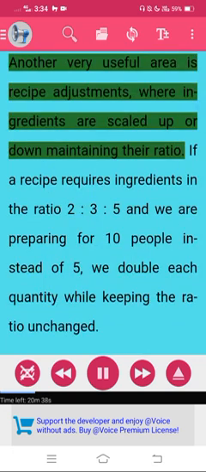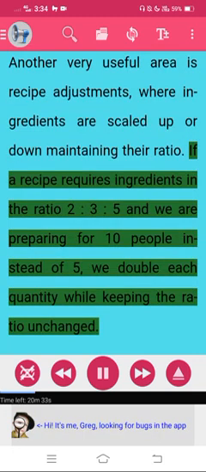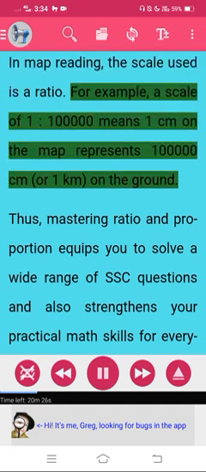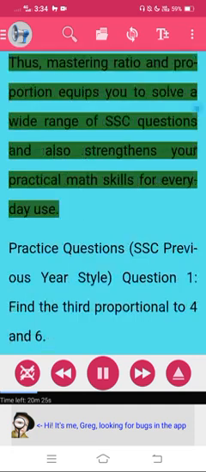Another very useful area is recipe adjustments, where ingredients are scaled up or down maintaining their ratio. If a recipe requires ingredients in the ratio 2:3:5 and we are preparing for 10 people instead of 5, we double each quantity while keeping the ratio unchanged. In map reading, the scale uses a ratio. For example, a scale of 1:100,000 means 1 centimeter on the map represents 100,000 centimeters or 1 kilometer on the ground. Thus, mastering ratio and proportion equips you to solve a wide range of SSC questions and also strengthens your practical math skills for everyday use.